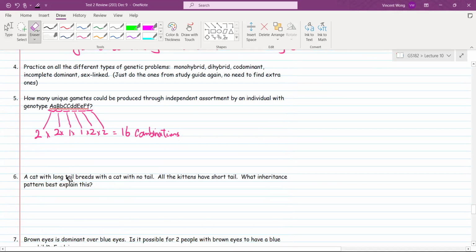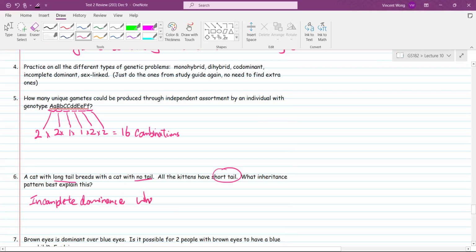A cat with a long tail breeds with a cat with no tail. All the kittens, or the babies, have short tails. What inheritance pattern best explains this? If you have long and none, and then you get something in the middle, this would be incomplete dominance.